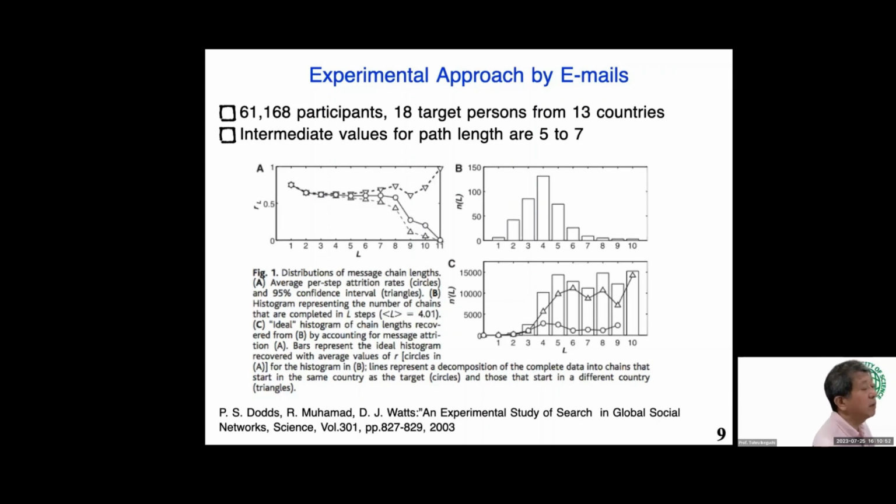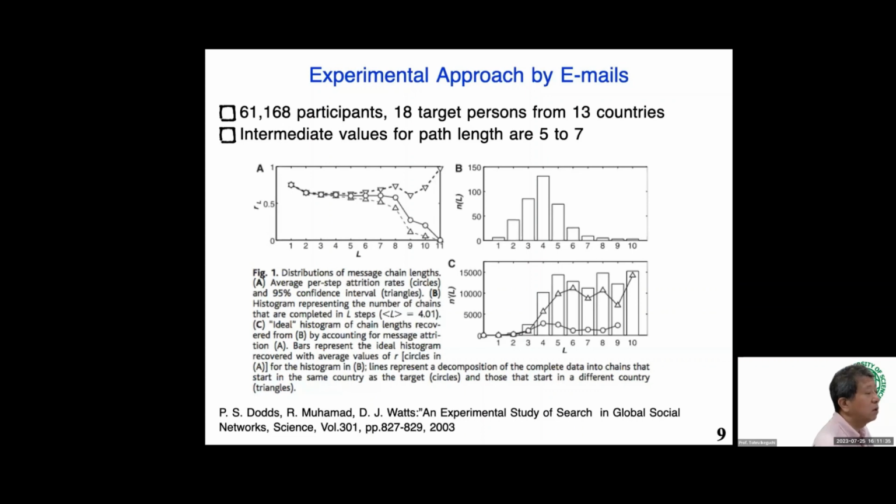So a similar experiment was conducted by Dodds' group to overcome these issues. In their experiment, they did not use letters, but emails. More than 60,000 email users were selected, and they forwarded the email message to 18 target persons in 13 countries. After analyzing the data obtained from the experiment, they concluded that the average number of steps was between 5 and 7.